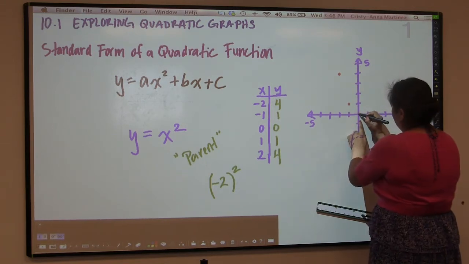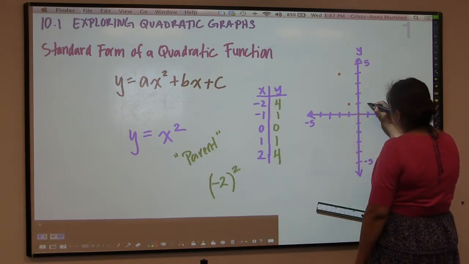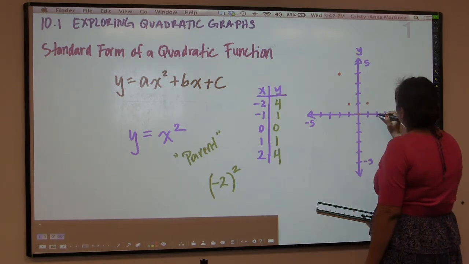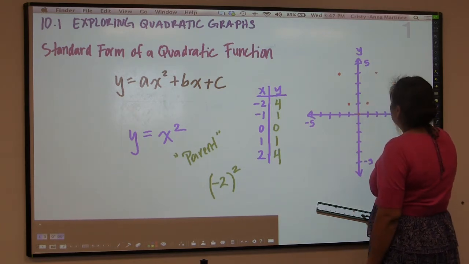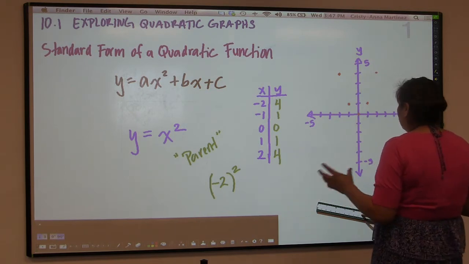0, 0 is going to be right here. 1, 1 is going to be right there. And then 2, 4 is going to be 2 and 4 right about there. Now what you should be noticing right now is what we call symmetry.